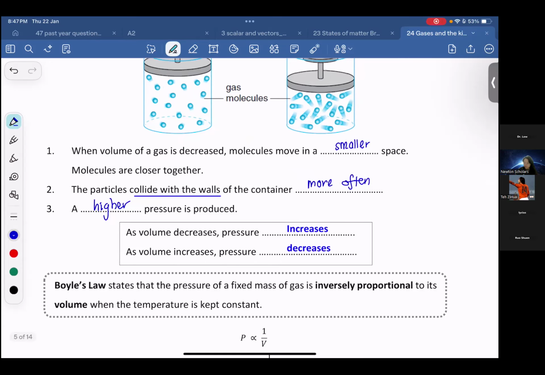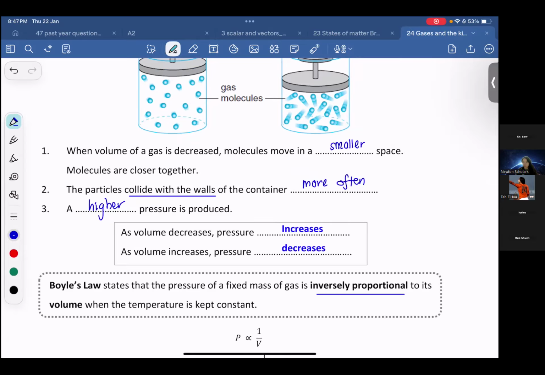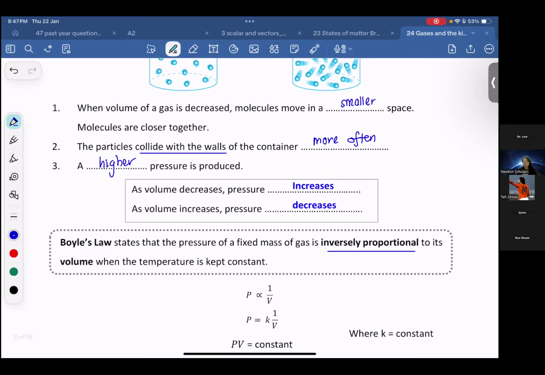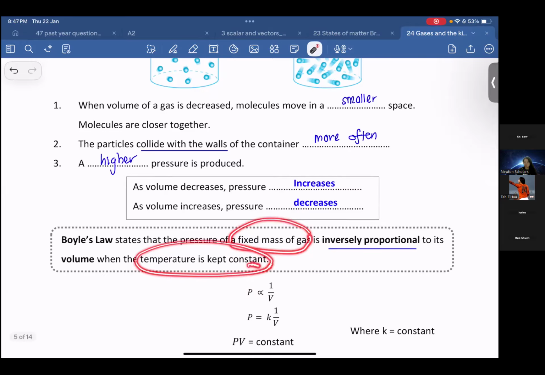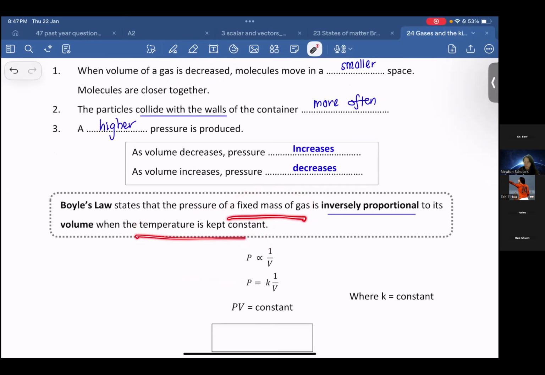Okay, volume decreases, then the pressure will increase. They are called inversely proportional. Can you see that? Boyle's law states that pressure is inversely proportional to volume. Fixed mass of gas, temperature is kept constant. Because just now we learned about factors affecting the pressure. We said there are three: one is volume, one is temperature, one is the number of particles. So right now we are going to study volume and pressure, then the other two must be fixed. So temperature must be constant, and the number of particles must be constant. So this is why they mention fixed mass of gas and temperature kept constant.